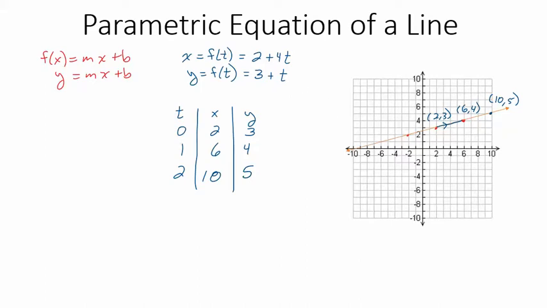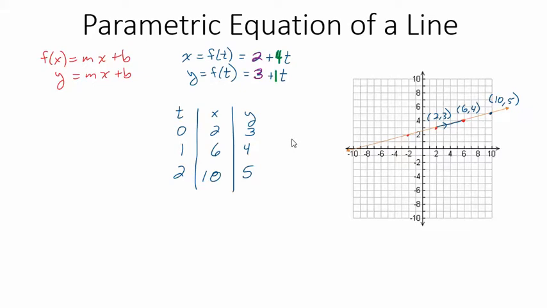So what these values are doing, let me highlight them in green, is they're basically mirroring what's happening with your slope. This 2 and this 3 are a point on your line, basically the point when t equals 0.